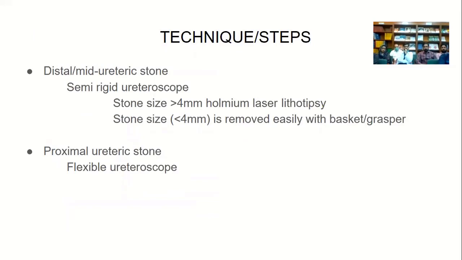Techniques and steps. If there is a distal or mid-ureteric stone, a semi-rigid ureteroscope is usually preferred. If the stone size is greater than 4 mm, then holmium laser lithotripsy is performed. If the stone size is less than 4 mm, they are removed with the basket or the grasper. In case of proximal ureteric stone, flexible ureteroscopes are used.